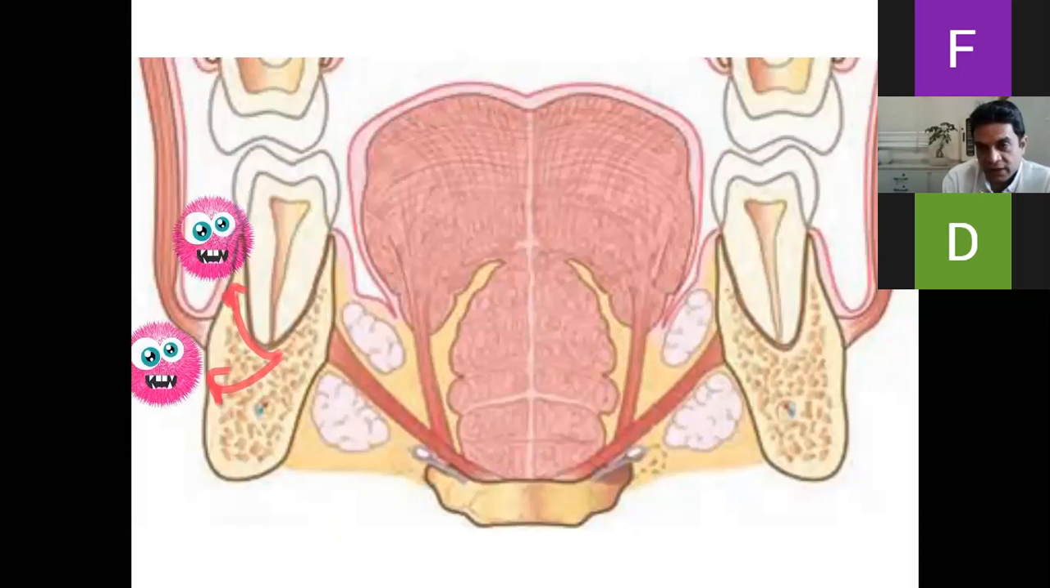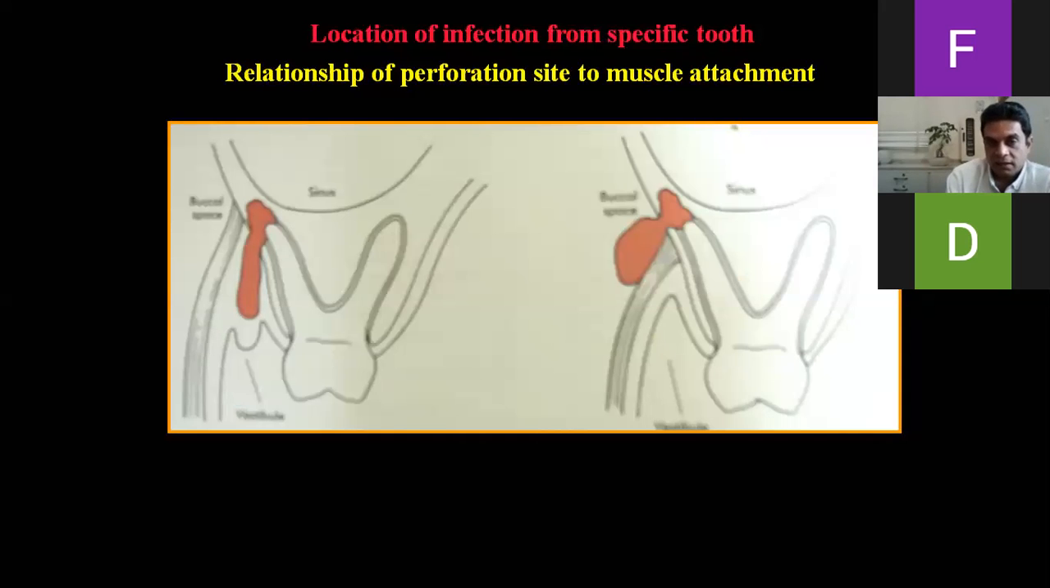So a lot of things depend on where exactly the perforation is happening, or rather, on the length of the root and where exactly its apex is in relation to the buccinator muscle attachment. In this diagram, again, you can see the same thing in this molar. If the perforation is below the attachment of the buccinator muscle, it will lead to vestibular abscess. If the perforation is above the attachment of the buccinator muscle, it will lead to buccal space infection. So same tooth, same etiology, but the severity may differ.